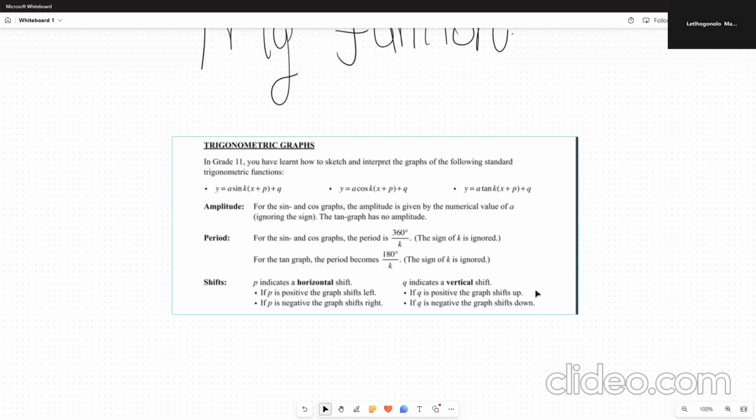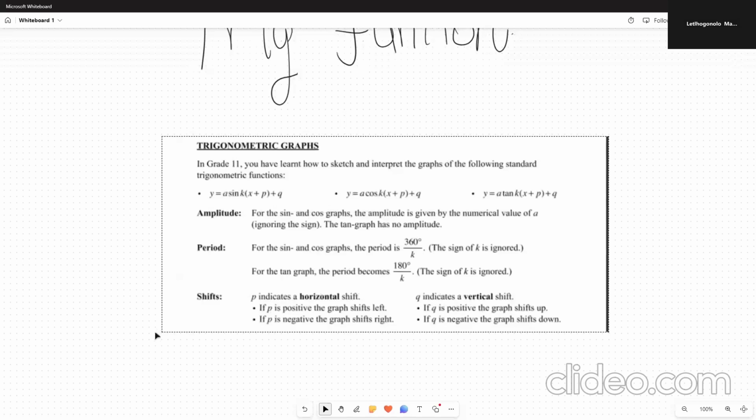We need to understand things such as the amplitude, the period, which is going to be 360 divided by k, right? K is that value over there. So that one changes, and this is only for sine and cos graphs. For your tan graph, it's going to be 180 divided by k, again, k is that one over there. And then we're going to look at different types of shifts. We have a horizontal shift, a vertical shift. We also have stretching. So let's take a look at that.